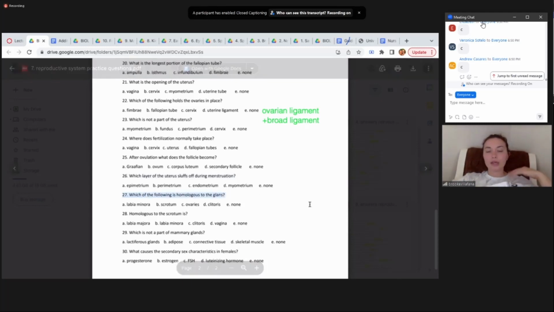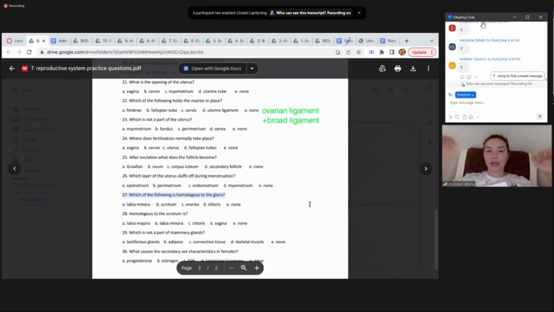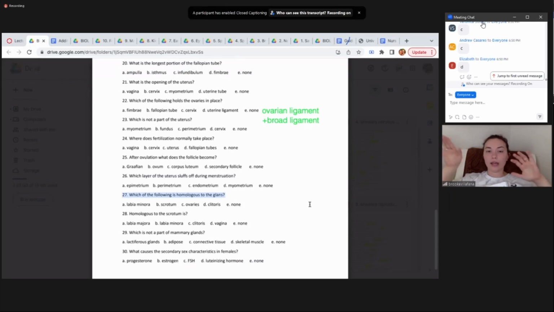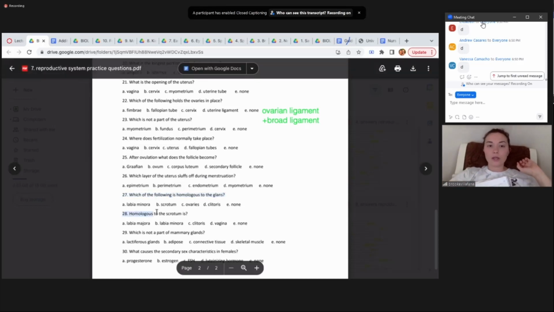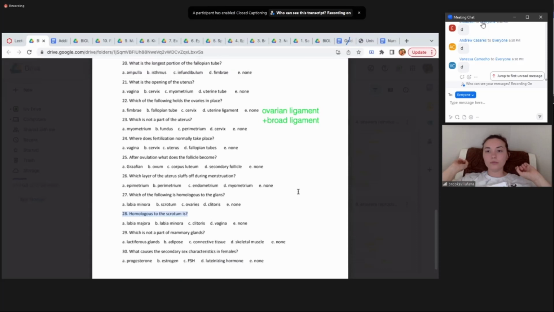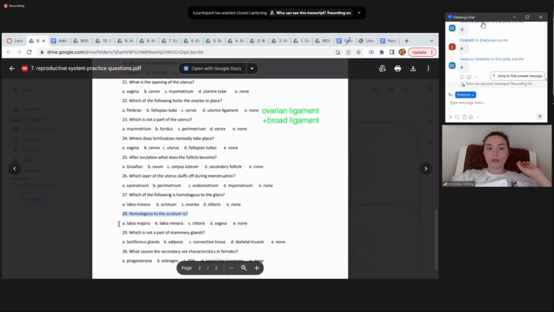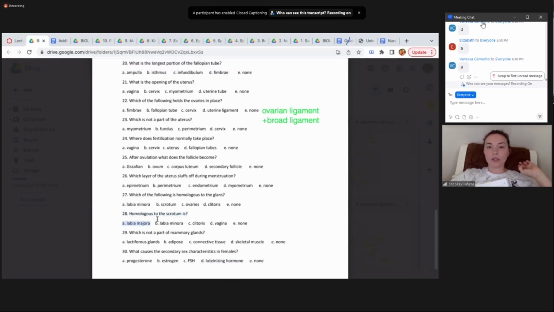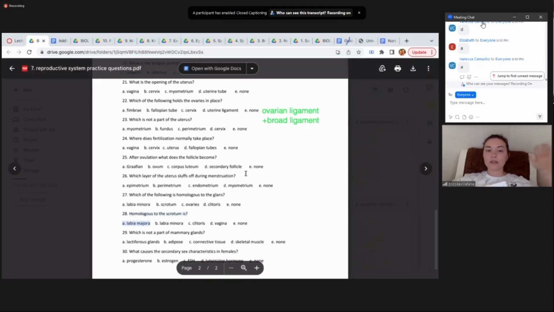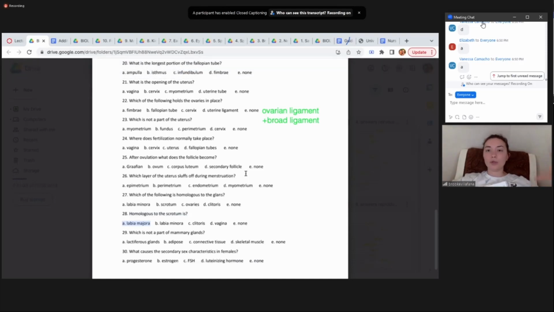27, which of the following is homologous to the glans? The glans penis. Good, the clitoris. 28, homologous to the scrotum. Good, the labia majora. That's homologous to the scrotum. You could think of it as the labia majora. Those are the fleshy filled outer folds. They grow pubic hair just like the scrotum grows pubic hair.